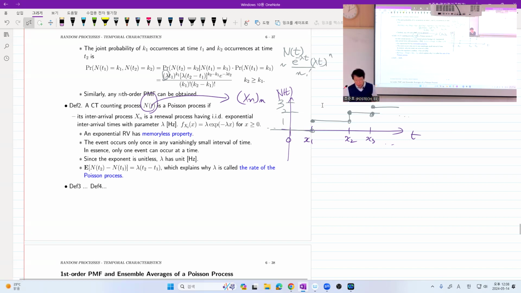Anyway, what we want to show is that the inter-arrival time process is an i.i.d. exponential random process. So each entry of the discrete time random process X, each of these countable-index random variables, is i.i.d. exponential. So the arrival time is exponentially distributed.